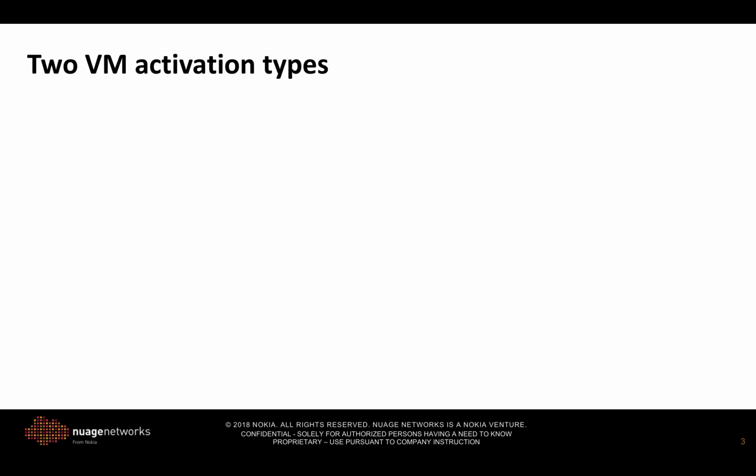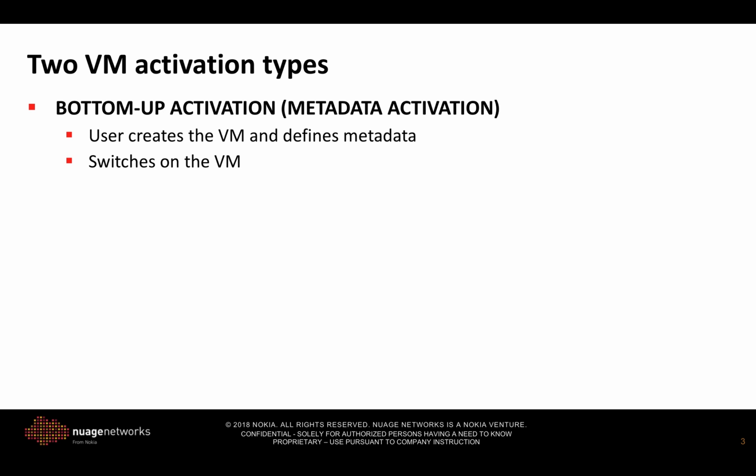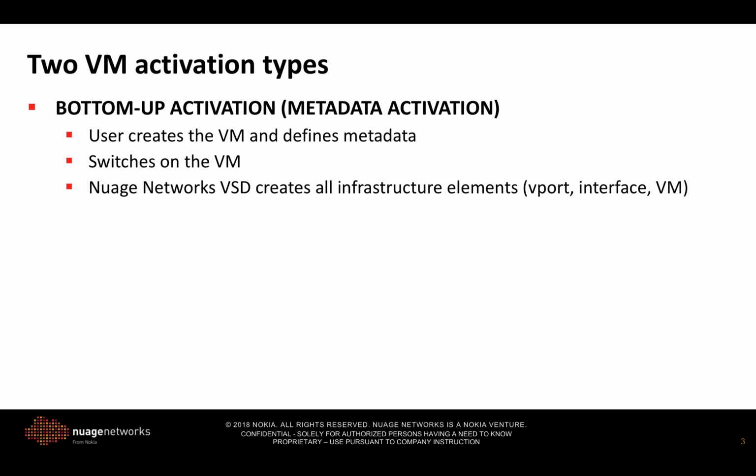There are two virtual machine activation types that are used by Nuage Networks VSP. The first one is bottom-up activation, also known as metadata activation. In this approach, the user will create the virtual machine and will define the metadata. Next, when the VM is switched on, the Nuage Networks VSD will create all infrastructure elements automatically. This is the vPort, the VM interface, and the VM object. This workflow is designed for user interaction.